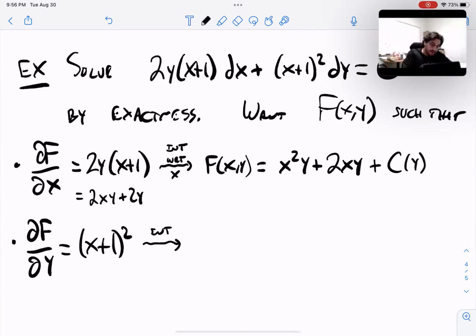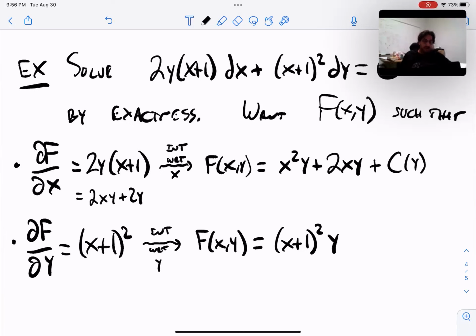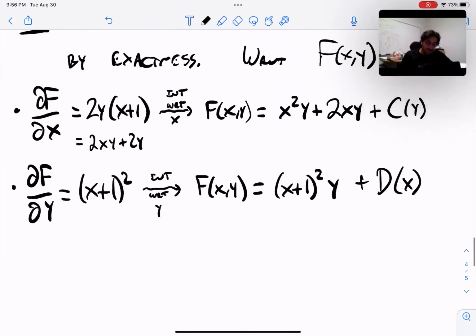Now here, do an integral with respect to y, because this is a partial derivative with respect to y. So do that, and what do we get? This whole thing was just a function of x, so I just get (x plus 1) squared y, plus maybe some constant of integration d, but that constant of integration d really could be any function of x at all, right? Okay, so what do I need to do now? Well, now I need to get one formula, f of x, y, that satisfies both, let's call it equation 1 and equation 2 at the same time, which at the moment doesn't look good. They don't look compatible at all, but they actually are.